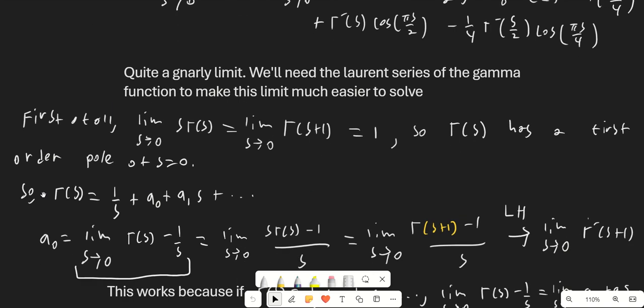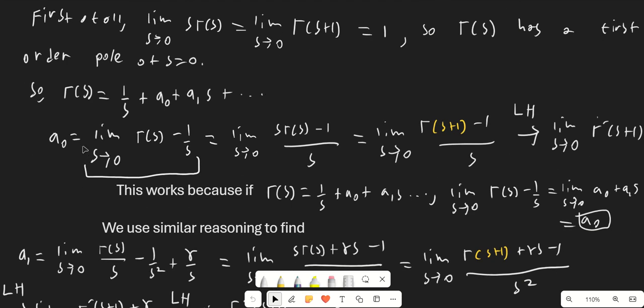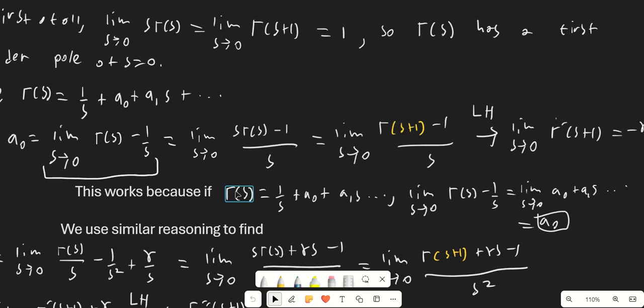So that means gamma of s is going to be 1 over s, that 1 just comes from the coefficient right here, plus a0 plus a1s plus a2s squared and so on and so forth. We can actually calculate the first two coefficients here. We're not worried about anything above that, which you'll see why later. So we're going to find a0 and a1. Now a0 can be found by the limit as s goes to 0 of gamma of s minus 1 over s, and the reason this works is because gamma of s is going to be equal to 1 over s plus a0 plus a1s and so on and so forth.